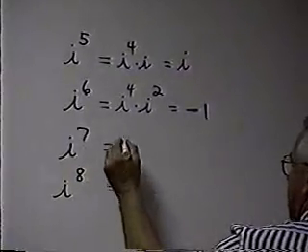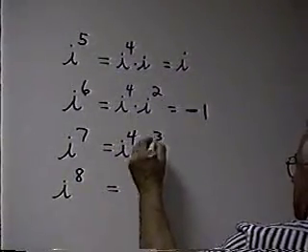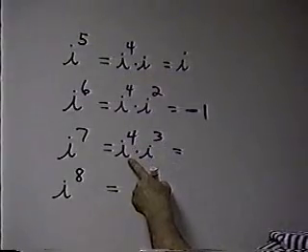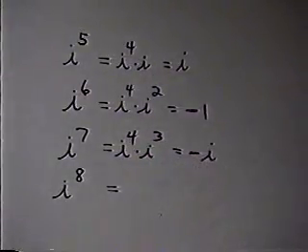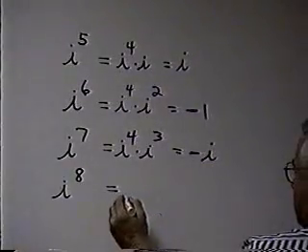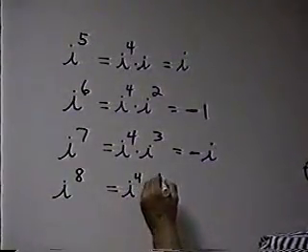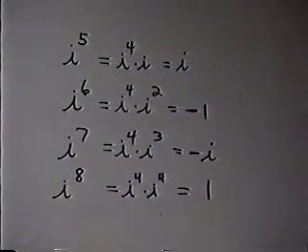I to the seventh is i to the fourth times i cubed. What's i to the fourth? Plus 1. What's i cubed? That's by memory, minus i. And i to the eighth is i to the fourth times i to the fourth, which is 1 times 1, which is 1.